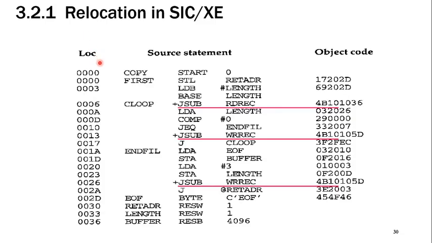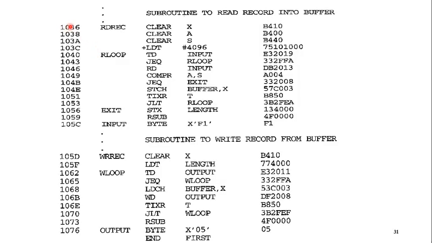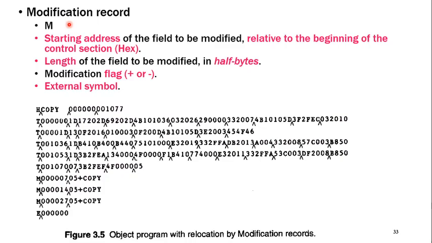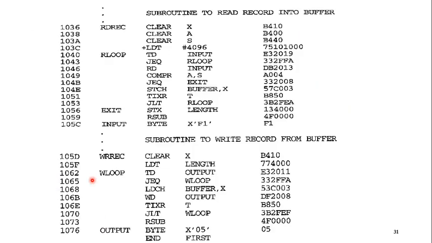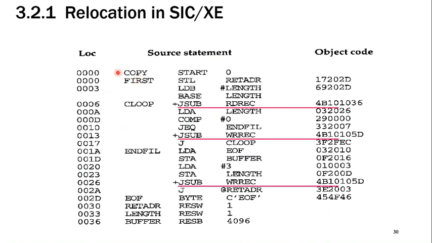Again, as usual, if the starting address is changed from 0 to 5000, you need to add that 5000 to this address. You will get the current value, 5000 plus 1036, which is 6036. That is the reason the flag is plus, and what gets added is the starting address, which is the COPY address. So that is the modification record for this plus JSUB RDREC.